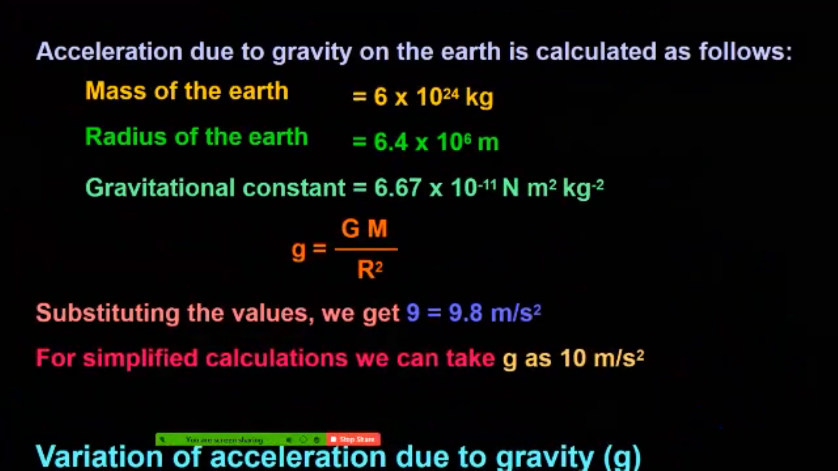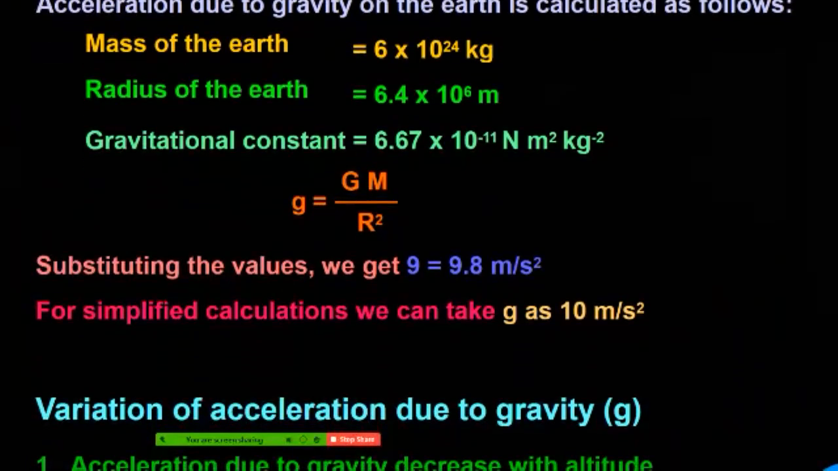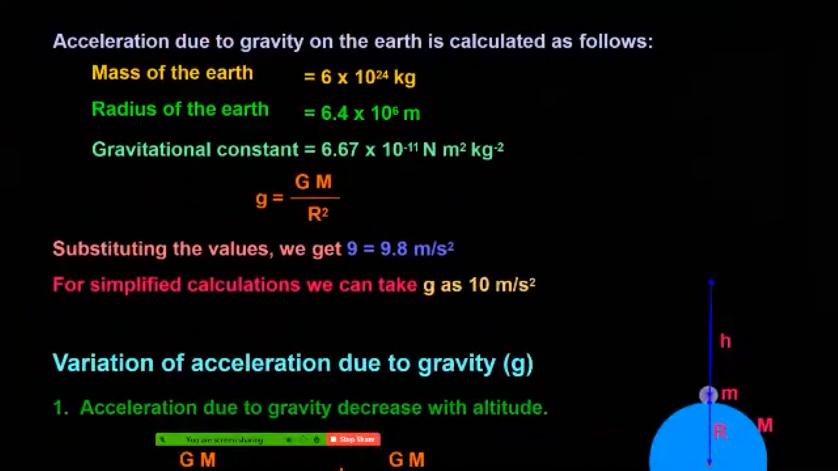So mass of the earth is 6 into 10 to the power 24 kg, and the radius of the earth is 6.4 into 10 to the power 6 meter, and gravitational constant is 6.67 into 10 to the power minus 11 Newton meter square per kilogram square. So small g is equal to capital G capital M by R square. Substituting the value, we get g is equal to 9.8 meter per second square.